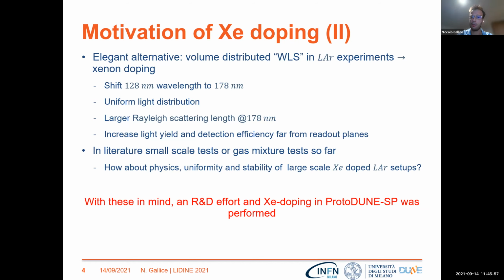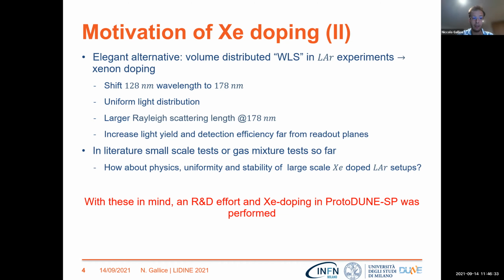It shifts the 128 nanometer light to 178 nanometer wavelength. It has a uniform light distribution, and we expect argon to have a larger Rayleigh scattering length at 178 nanometers. And we also expect an increased light yield and detection efficiency far from the readout planes. But in literature, only small-scale tests or gas mixture tests have been performed so far. So what about the physics, uniformity, and stability of large-scale xenon doping of liquid argon setups?